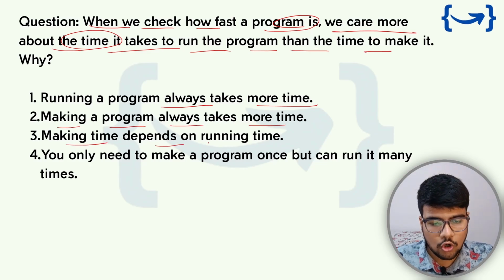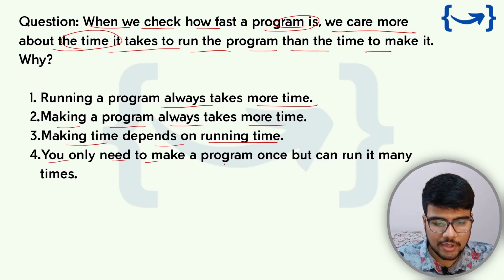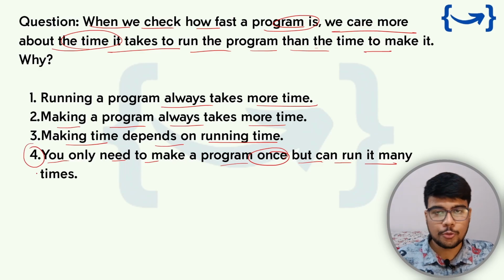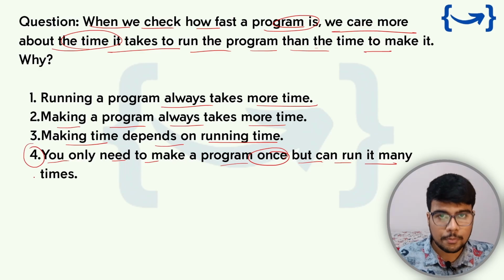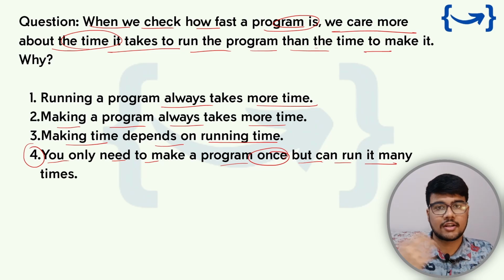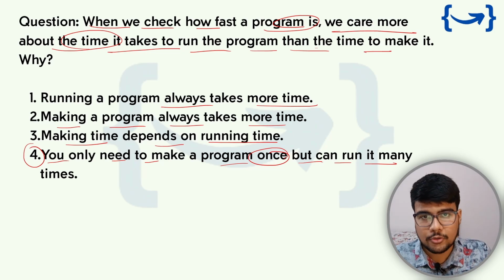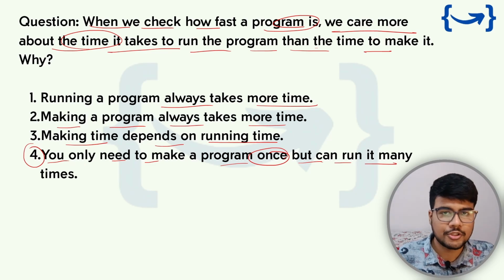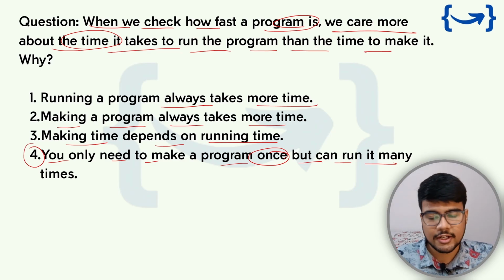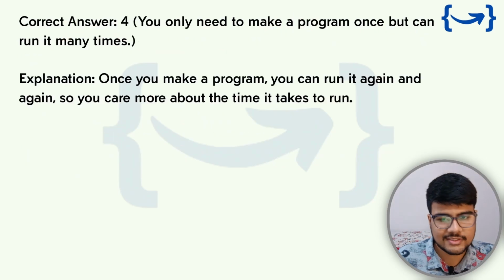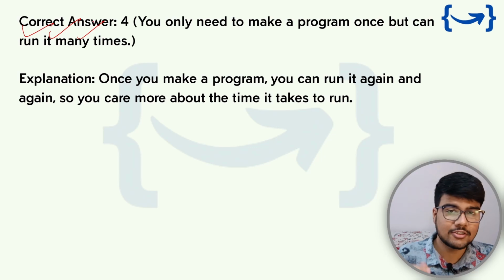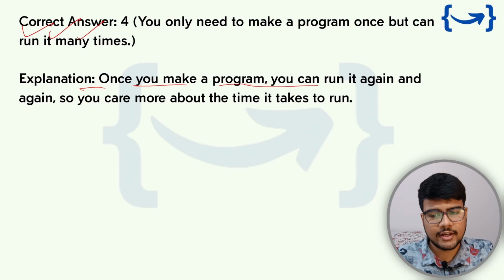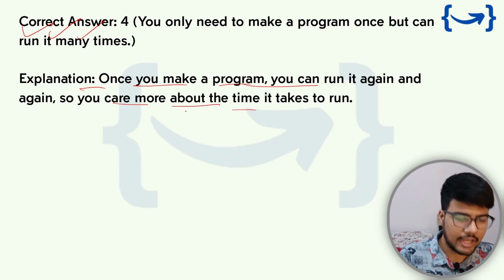Making time depends on running time, or you only need to make a program once but can run it many times. Typically, option 4 makes sense because you need to put your whole brain on a program once, not twice or thrice. If you wrote an optimal program, you don't need to change it for future things, like 4 or 5 years. If new technology doesn't come into the picture, your code will sustain in production and run continuously. So option 4 is the correct option. Again, please mark parallelly what marks you got. Explanation: once you make a program, you can run it again and again, and you care more about the time it takes to run.